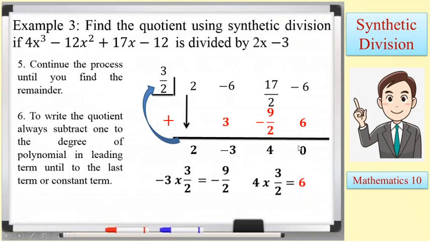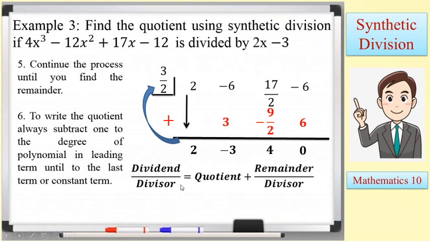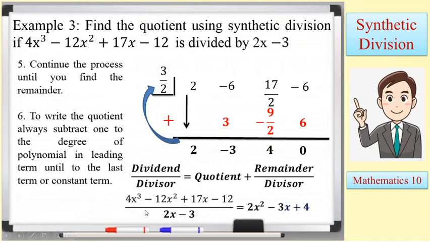But how we're going to write our final answer? So, we need to follow the form. Dividend over divisor equals to quotient plus remainder over divisor. Okay? But to write our quotient, ayan, we need to subtract 1 sa ating degree ng ating leading term. Bakit tayo magsusubtract ng 1? Kasi kung ang ating divisor ay nakasulat sa form na x minus c or ax minus c, ang degree ng ating divisor ay 1. Kaya tayo palaging nagsusubtract ng 1 para sa ating quotient.